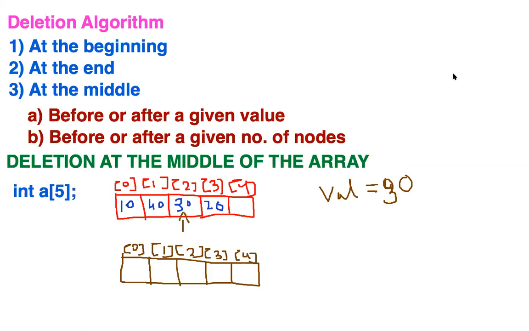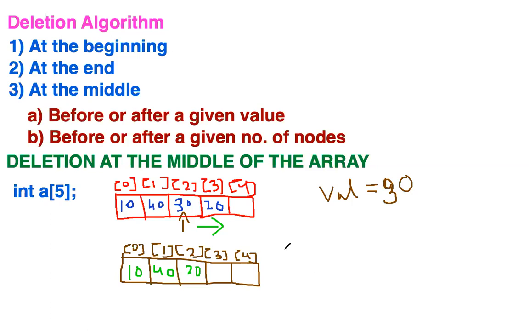Once we reach this place, what we have to do is delete this space. Delete means again shifting all the elements which are on the right hand side of 30 to start from index 2. So 30 was at index 2. So we have to shift all the elements starting from index 3 to start from 2. So the scenario will be like this: 10, 40, 20 and the remaining space will be unoccupied.